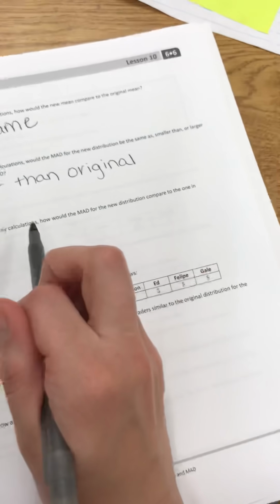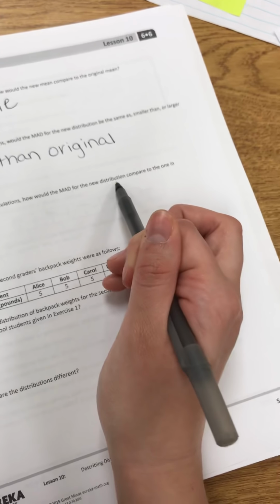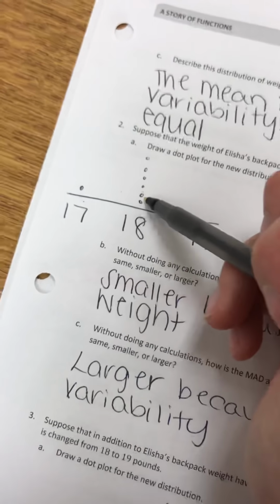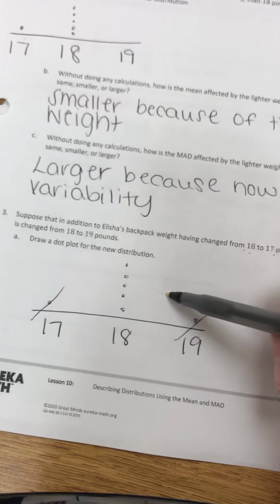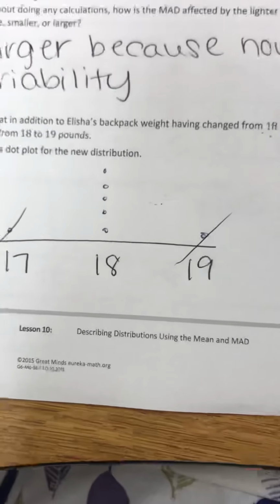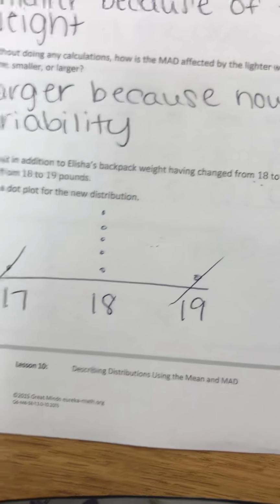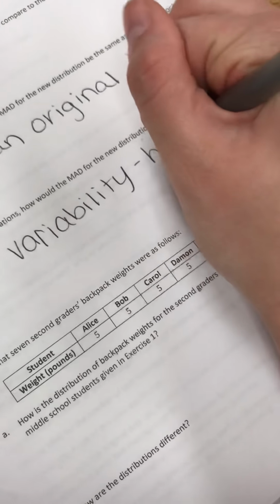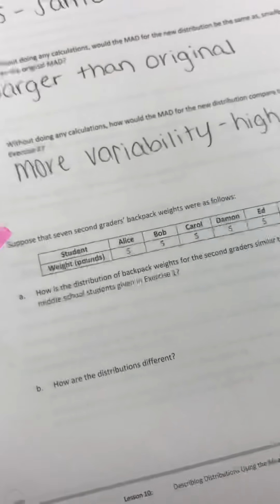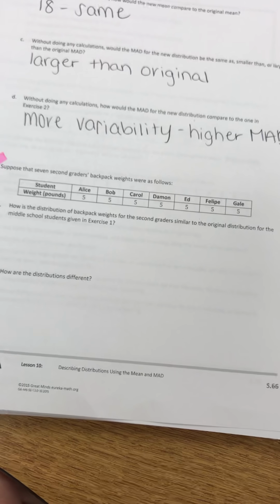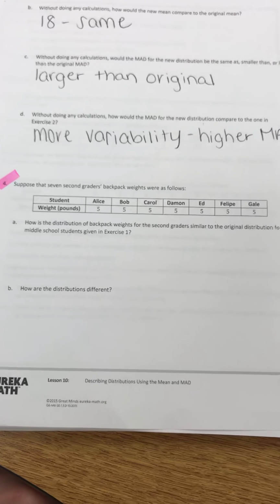And now it says, without doing any calculation, how would the MAD for the new distribution compare to the one here? So how would this one compare and this one compare for MAD? Well, there's more variability in this one. Even if you don't truly believe it, there is, because now there's one below and above. There's more variability, which means a higher MAD.